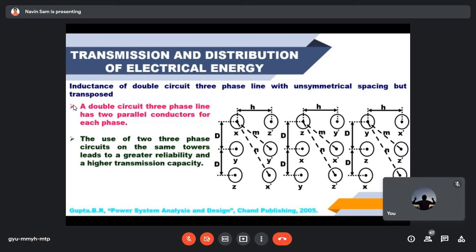Greater reliability in the sense that if any one of the conductors is in fault condition, for R phase, X and X dash are responsible. If X is damaged, you can use X dash for transmitting the power. So this leads to greater reliability. Similarly, since it is using two conductors, the transmission capacity of the line will be more.